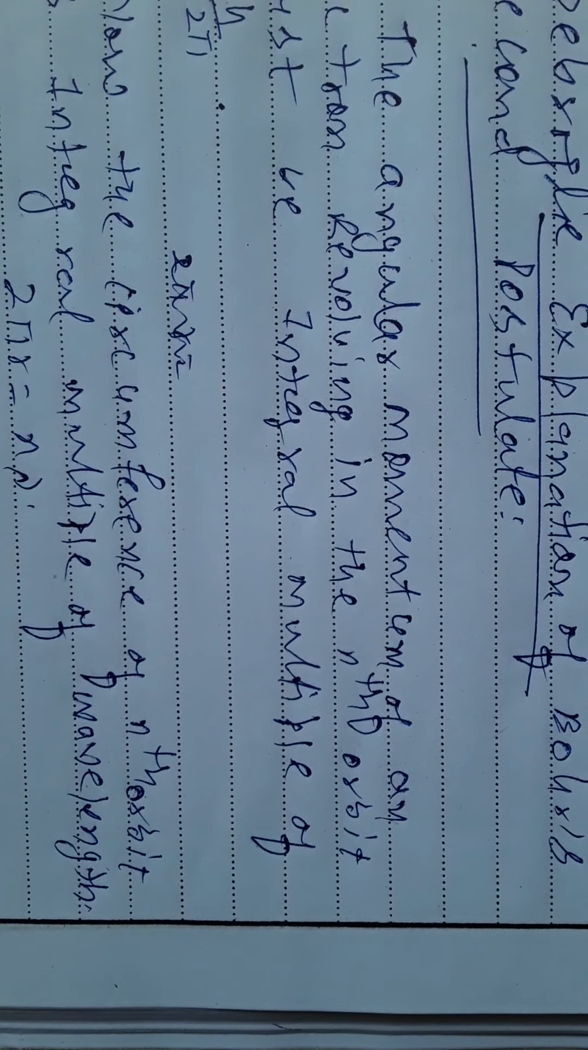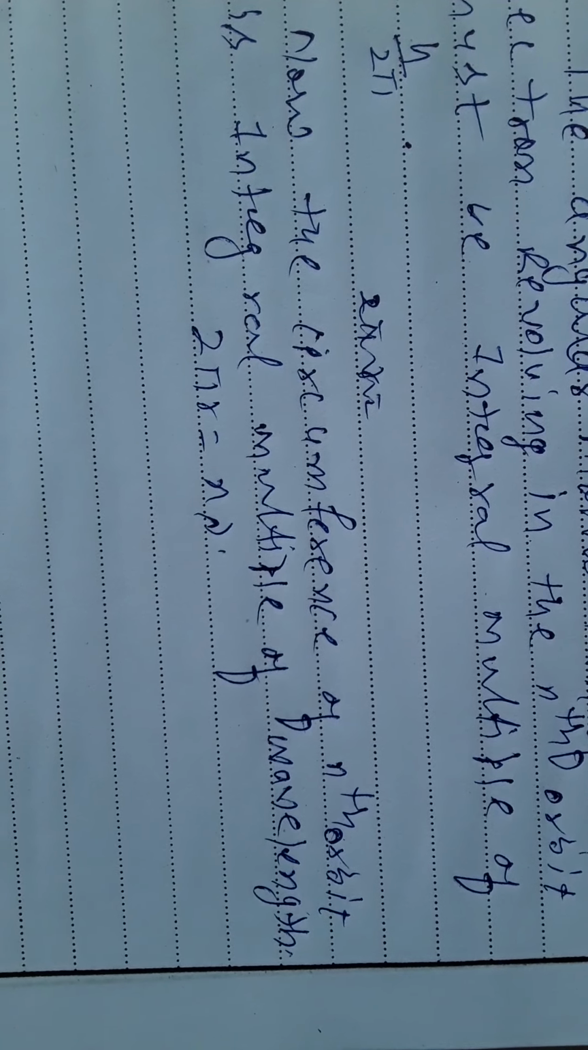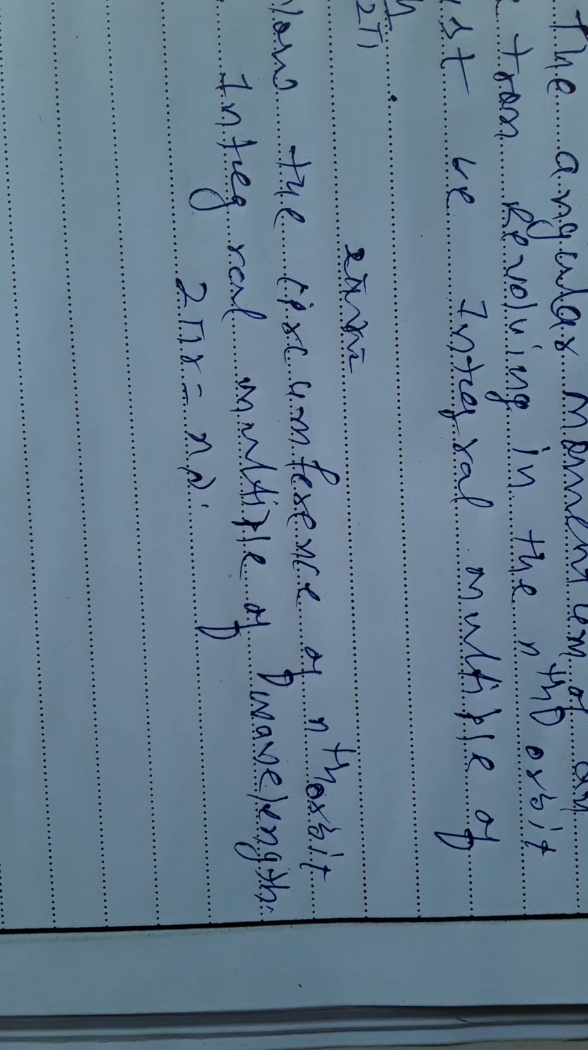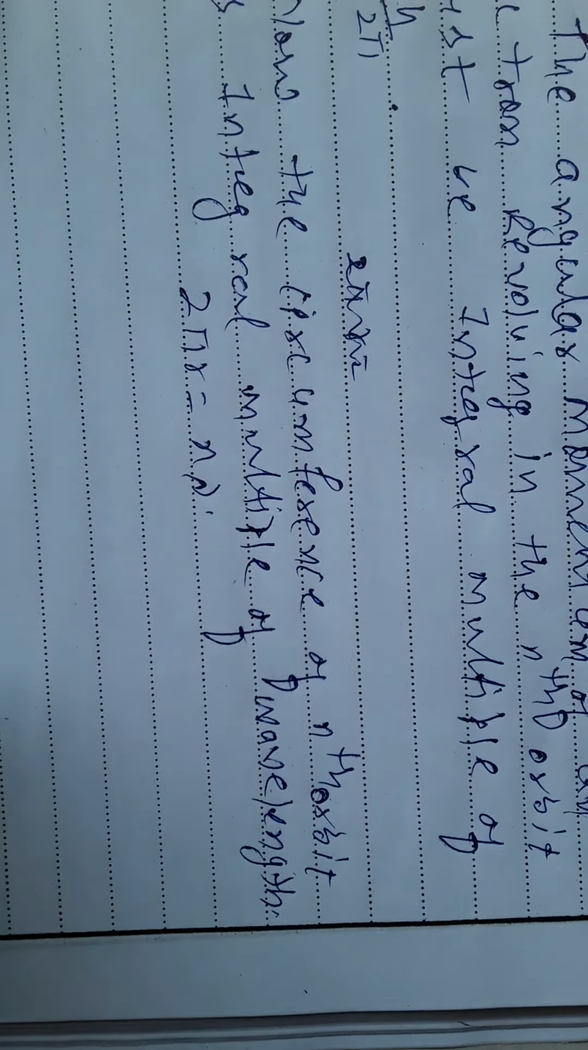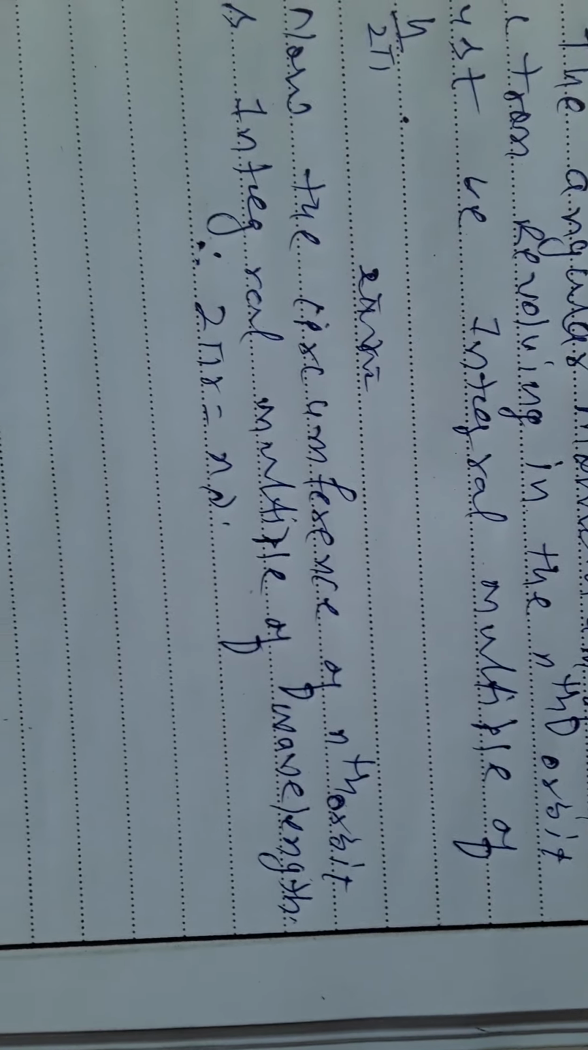De Broglie's explanation of Bohr's second postulate. According to Bohr's second postulate, the angular momentum of an electron revolving in the nth orbit is an integral multiple of h upon 2 pi. So de Broglie explained that whenever the electron is revolving in the nth orbit, the circumference of the orbit should be an integral multiple of the wavelength. So de Broglie suggests that 2 pi r is equal to n into lambda.